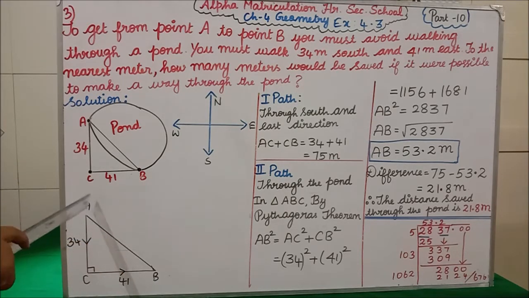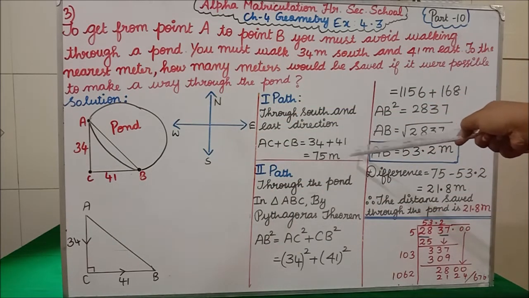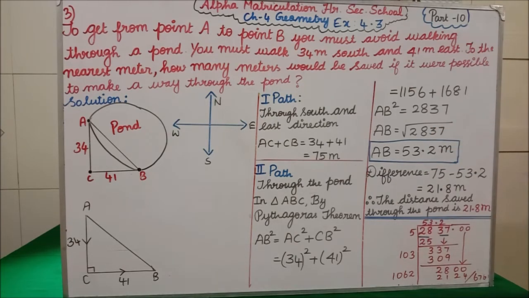So this man is standing here at A. He is coming 34 meters to C, then he is coming 41 meters to B. So I have written AC plus CB equal to 34 plus 41, so equal to 75 meters. Okay, if he is going on path 1, how many meters does he have to walk? 75 meters. Clear? Now we are going to the second path, through the pond. Through the pond means here we have the pond, isn't it? So if he is walking through this pond, how many meters he has to walk, we will see now.